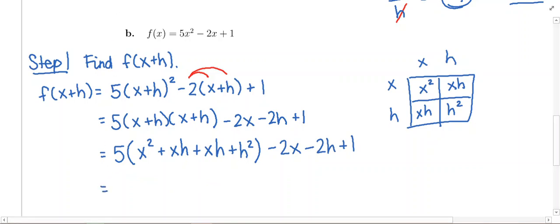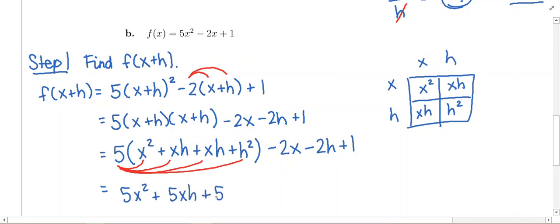Okay, now send the 5 through to all of these pieces in parentheses. That's going to give us 5x squared plus 5xh plus 5xh plus 5h squared. And then you're done distributing. Write down the rest of it, minus 2x minus 2h plus 1.